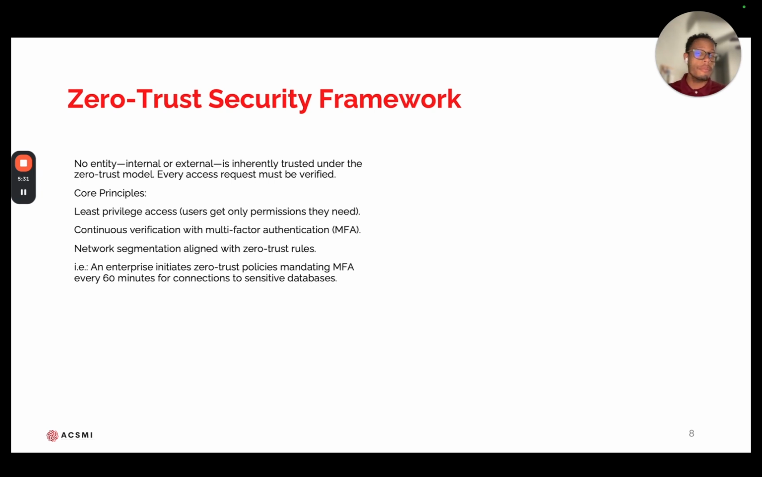Because every time they log in, they have to say, okay, I have my code, I have my one-time password, I have something that I am, something that I know, something that I have, right? We're doing multiple factors of authentication.